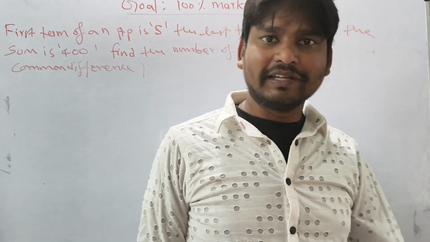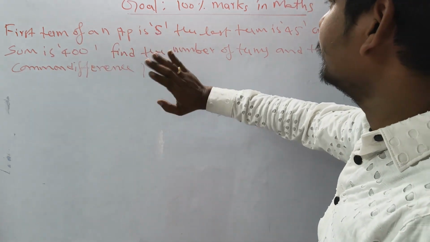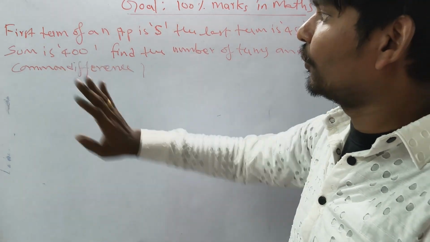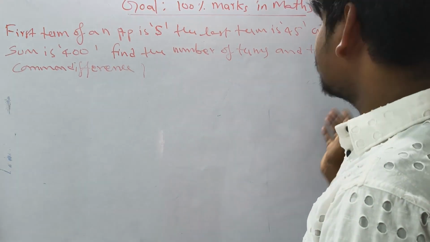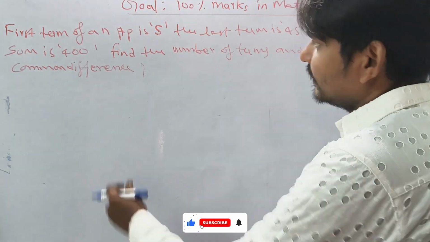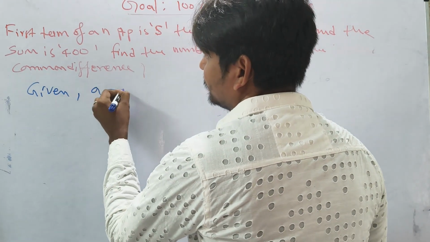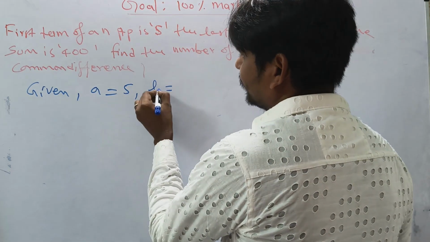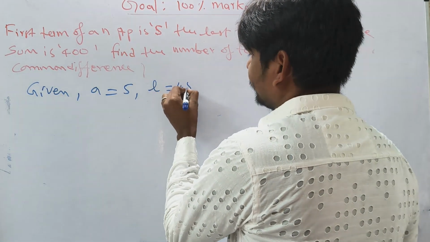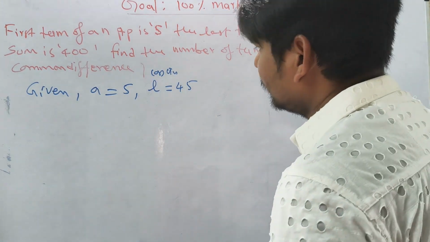Okay, dear students, we'll move to the next question. The first term of an AP is given as 5, the last term is also given, that is 45, and the sum is also given, that is 400. Find the number of terms and the common difference for that particular AP. Now see, given is the first term a equal to 5 and the last term, we can say it as an or l, that is 45. Last term of the AP.